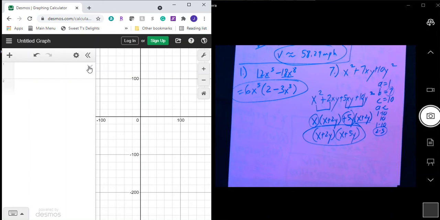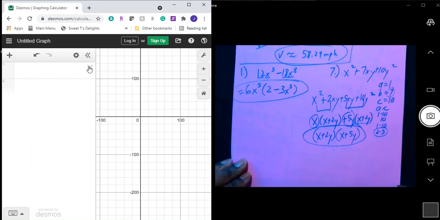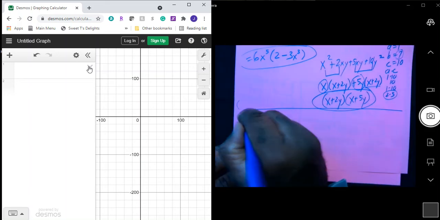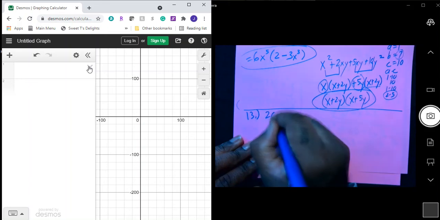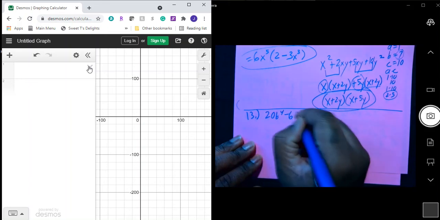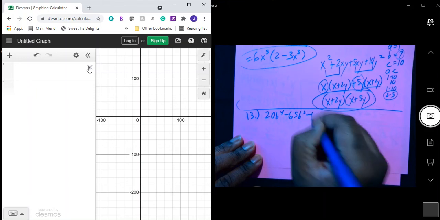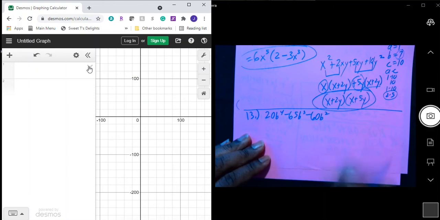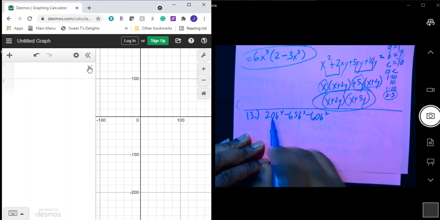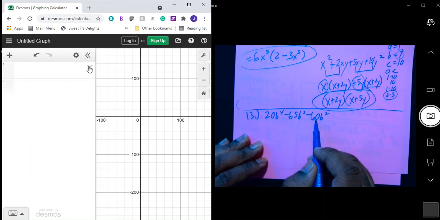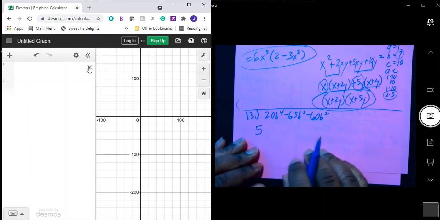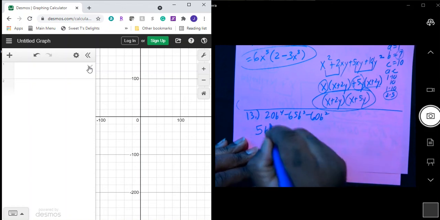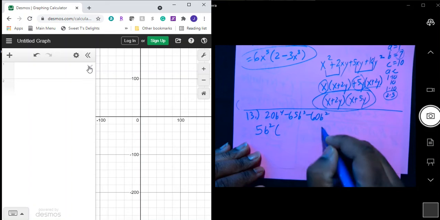Okay, next. Our next problem would be 13. So we have problem 13. We have 20b to the fourth minus 65b to the third minus 60b squared. Now remember, we must take out our greatest common factor first. 20, 65, and 60 all have 5 in common. B to the fourth, B to the third, and B to the second. B to the second would be their greatest common factor.